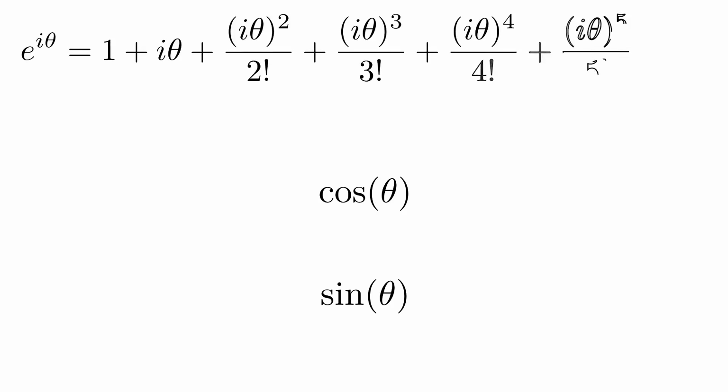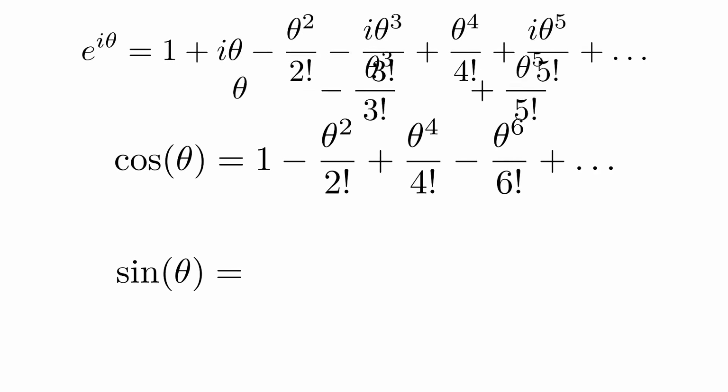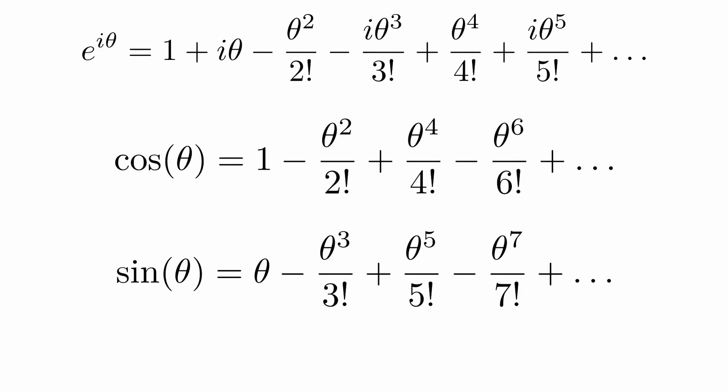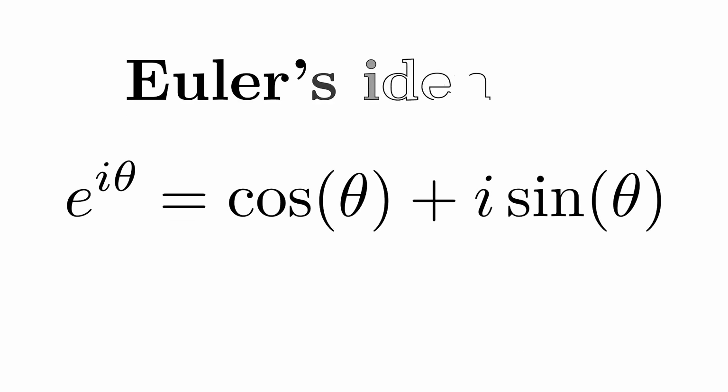Churning through almost exactly the same algebra and pulling apart the real and complex parts again, we find that in fact e to the i theta is equal to cosine of theta plus i sine of theta for any real number theta. This relationship is known as Euler's identity. This identity has many consequences that look pretty absurd at first glance.